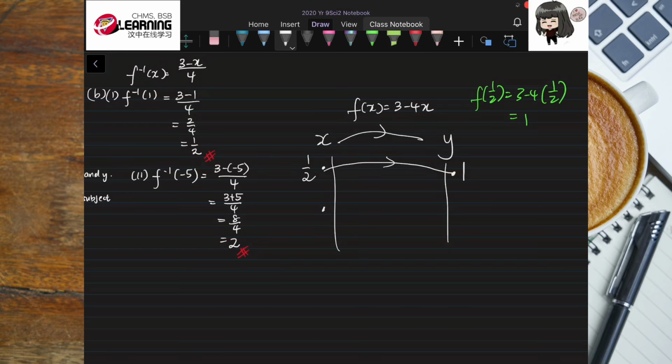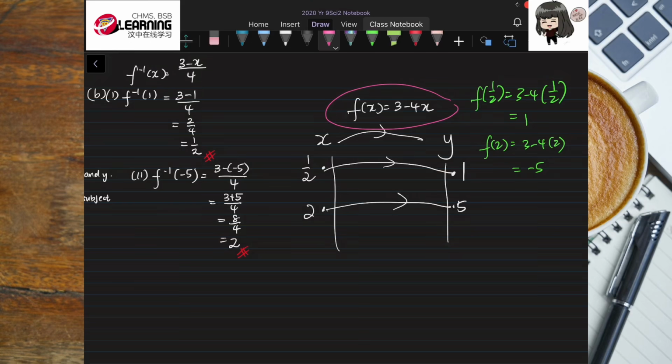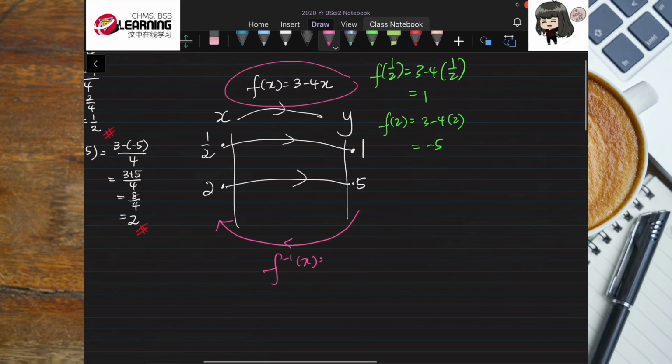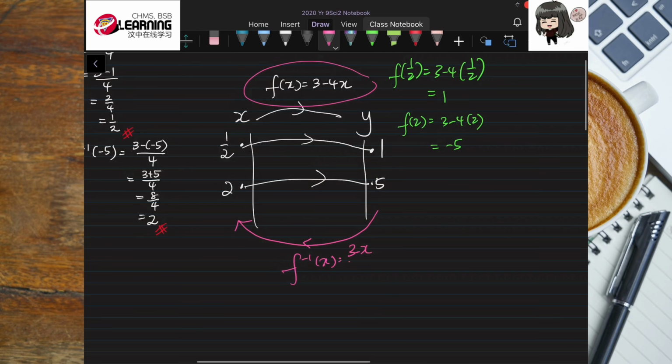And if you sub in 2, 3 minus 4 times 2, it will give you negative 5, which means your output is negative 5. Our function here is already given, f(x) is 3 minus 4x, and what we did just now is the reverse process, finding the f inverse. Using the steps that I taught you just now, the inverse function is 3 minus x over 4.